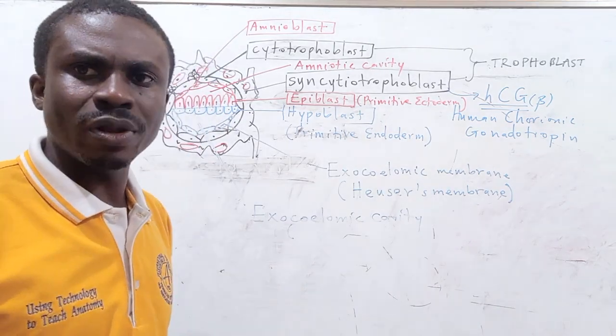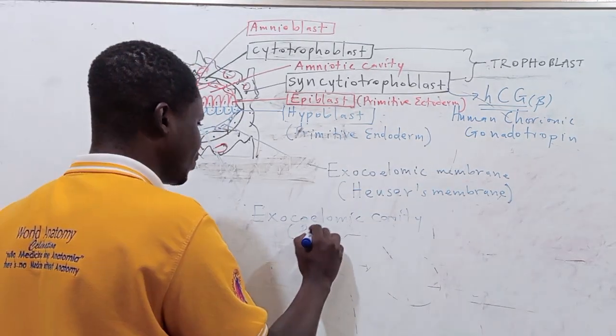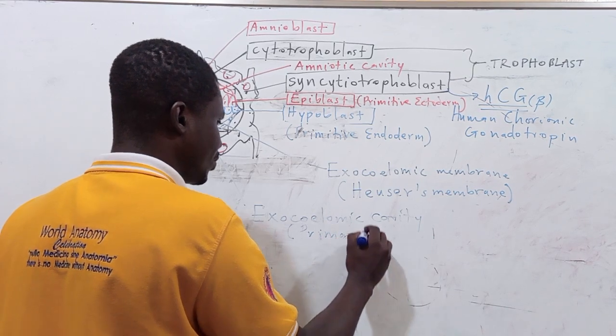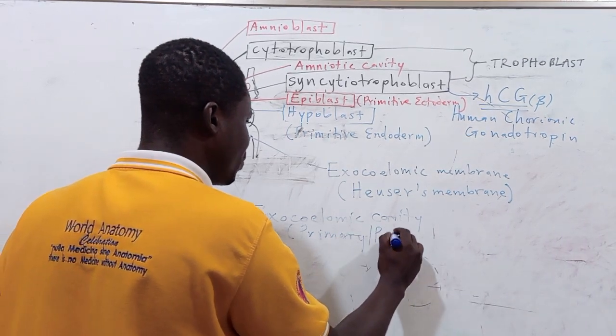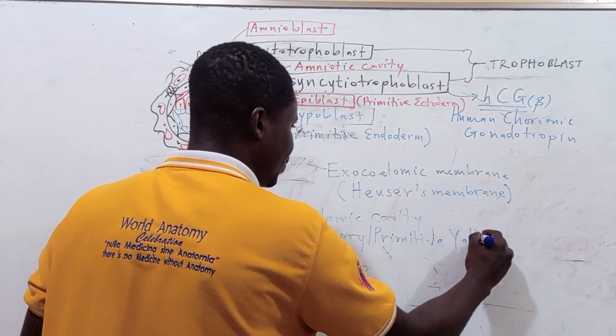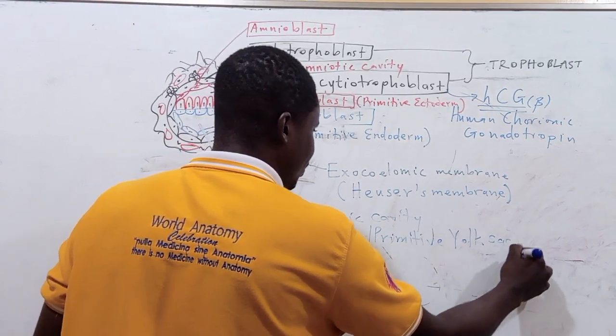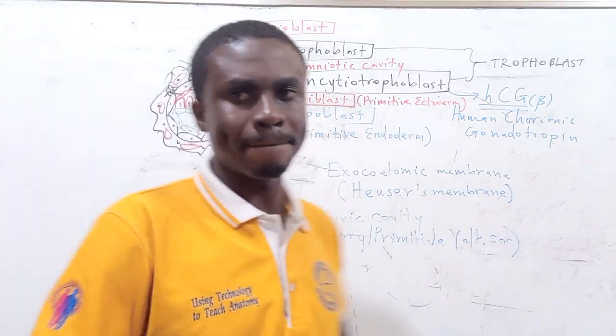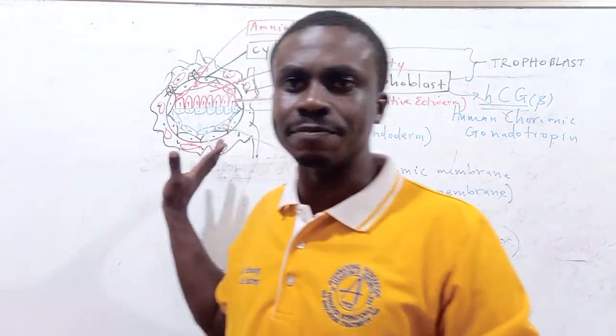Something you may also call primary yolk sac, or some you can say primitive yolk sac. Yes, that's what we are going to see.